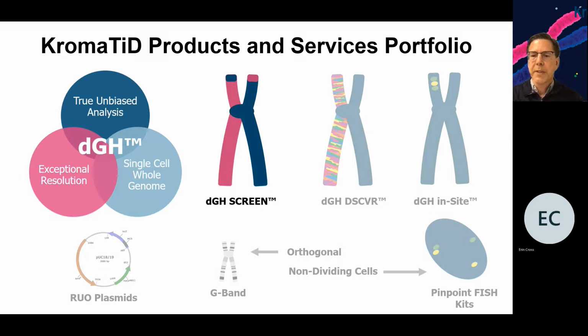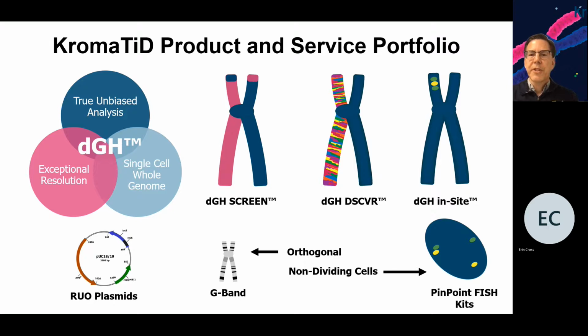But before we take too deep of a dive into dGH Screen, Chromatid does offer a comprehensive portfolio for mapping structure and structural variation in genomes. And I thought I would just briefly touch on the relationships between all of our various products and services. Besides dGH Screen, we offer dGH Discover and dGH Insight, which differ only in the fluorescence labeling strategy and the amount of the genome covered in a single assay. Screen, for instance, uses millions of unique probes to detect structural variation anywhere in the genome.